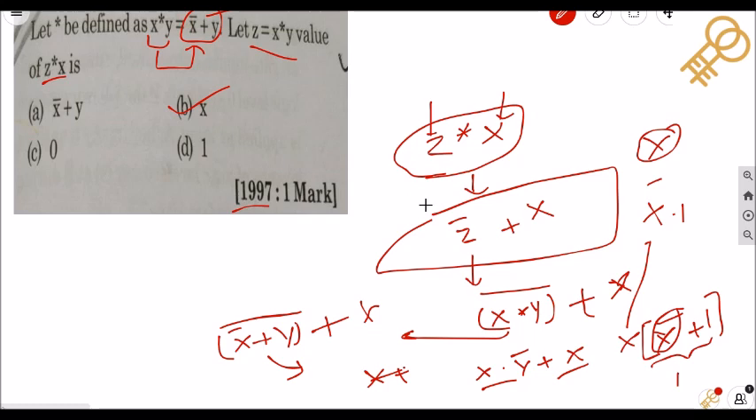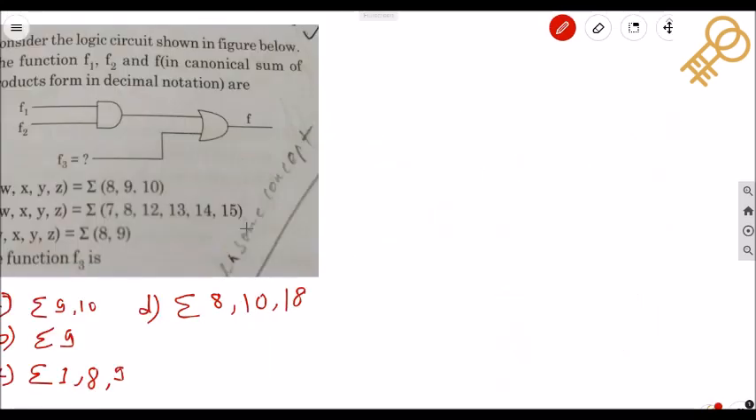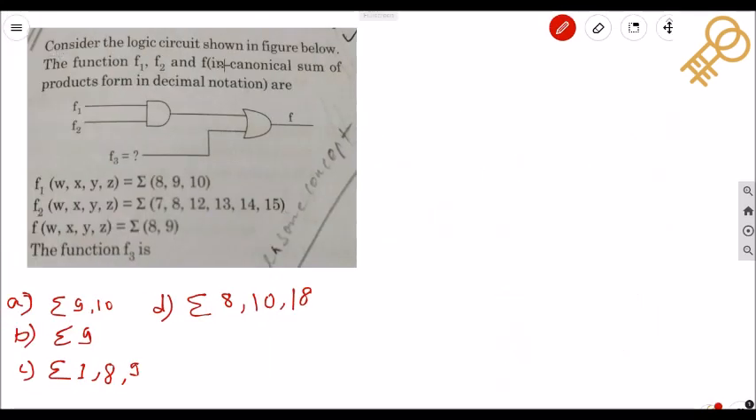So moving towards the next question. The question is telling that consider the logic circuit shown in the figure below. In the figure below they have given a logic circuit, right? Yeah, it is a logic circuit only. The functions f1, f2 and f are in the canonical form. So they are telling that you need to find out the f3 value, that is the function 3 value. They have given f1, they have given f2, and they have given the output, that is the final output of the given logic gate. So they are telling to find out the f3 value.